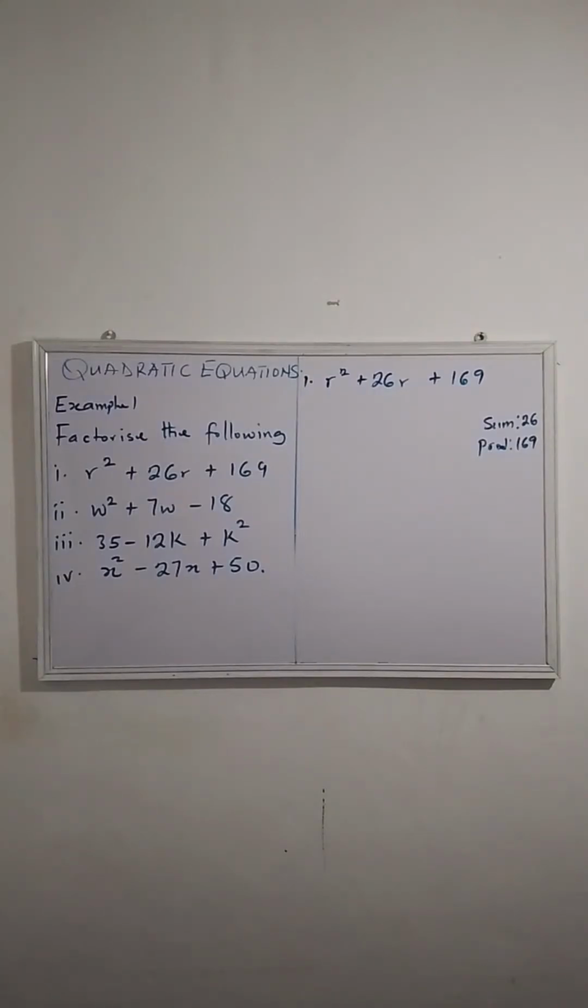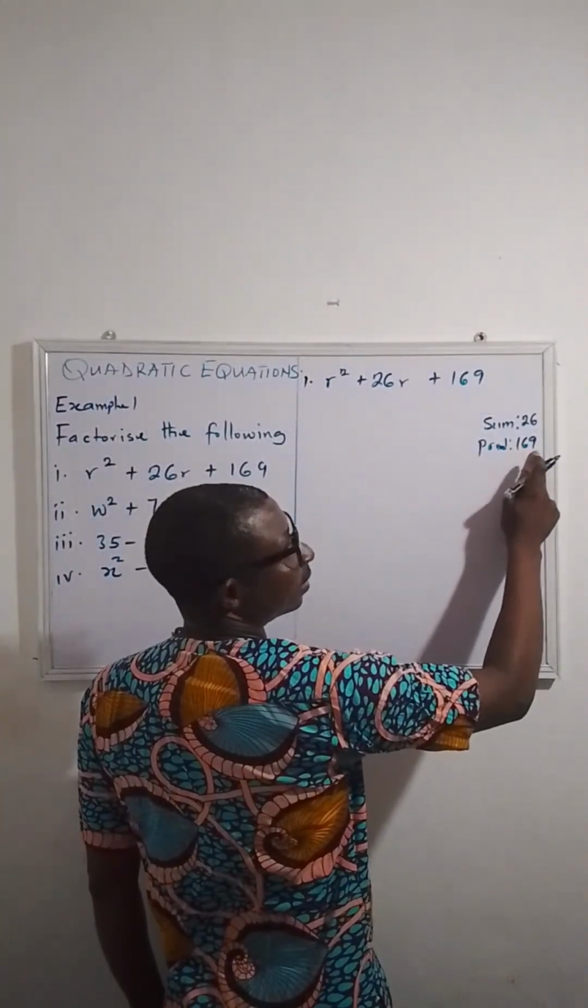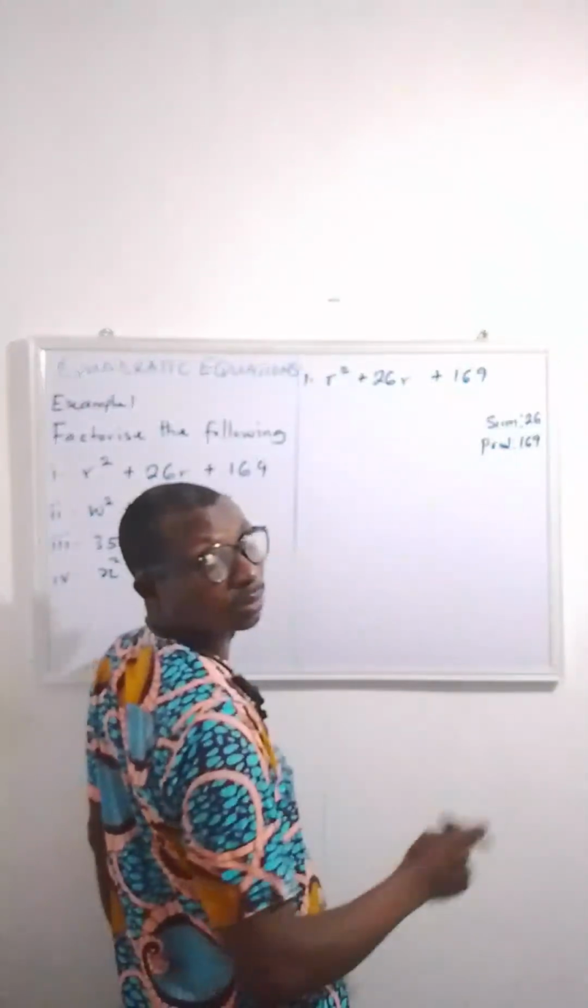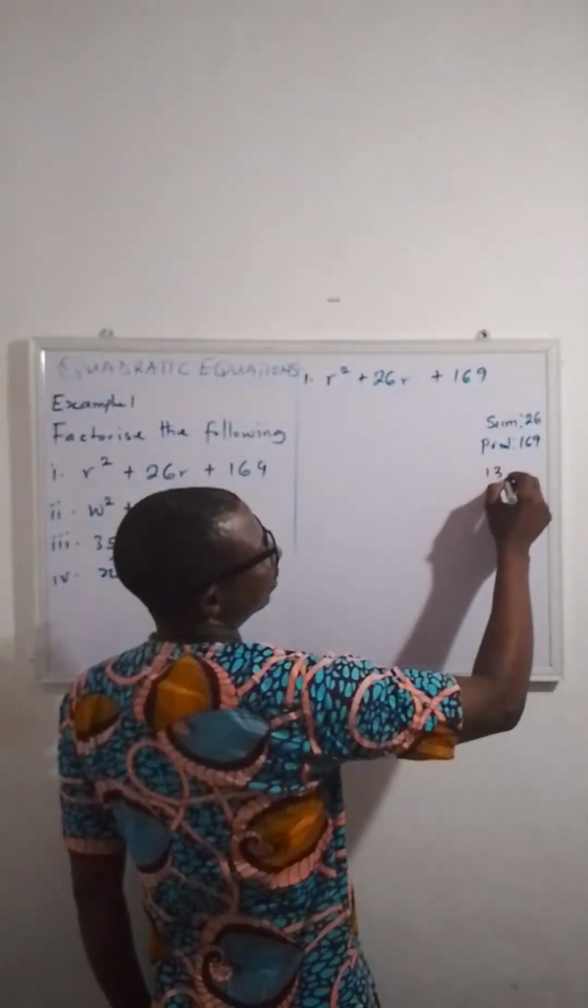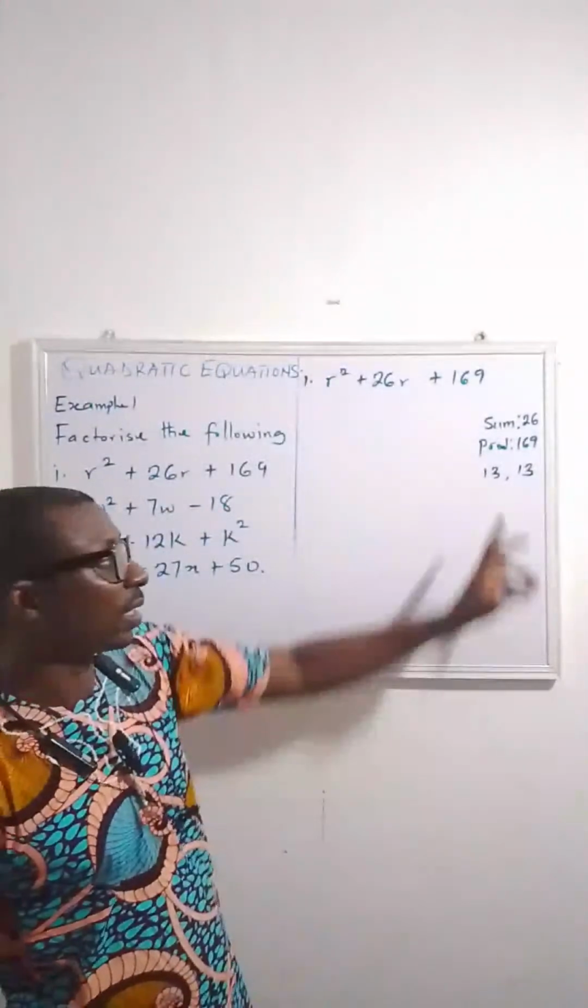Okay, all right. So I'm asking for two numbers such that when you multiply them together you have 169, and when you add together you have 26. Okay, because of our time, let me do that now. When you look at this, 169 is a perfect square. Don't you think so? Right, so that's 13 times 13. The two numbers are 13 and 13.